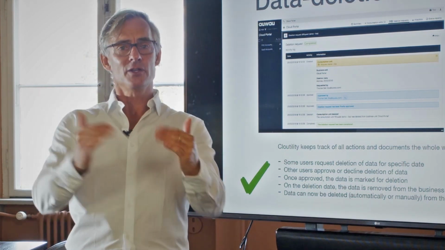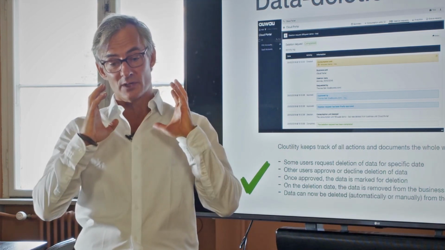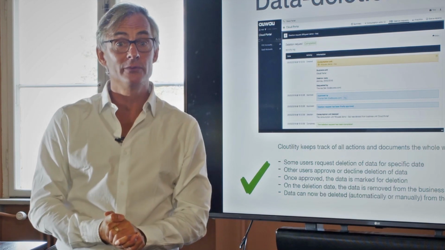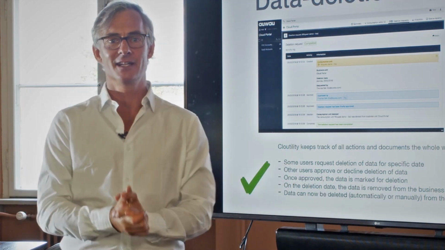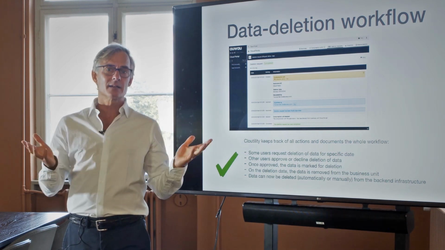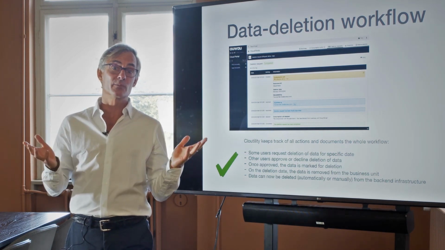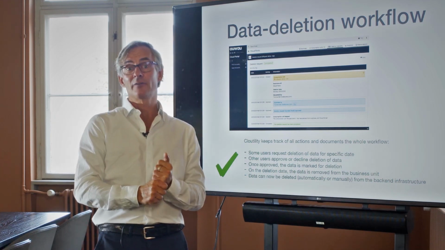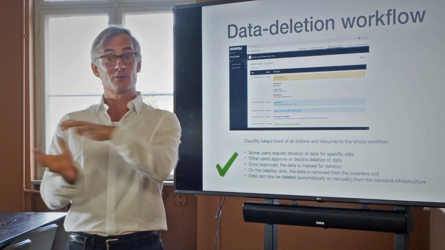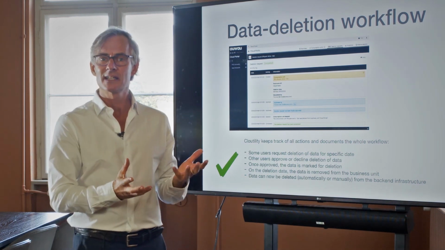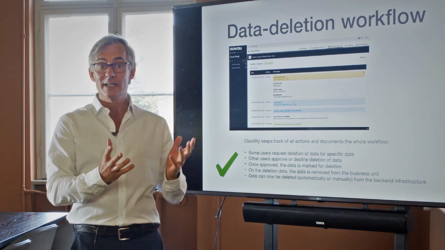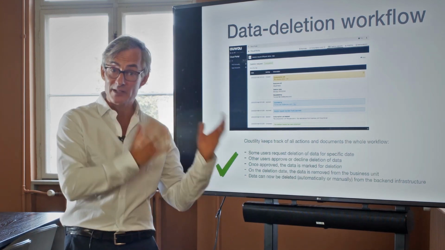After that, other users of the organization, and that could be users on the same tenant or users on a higher level, would have to approve or, of course, deny the deletion. Once the deletion is approved, the data will be marked as data that will be deleted. And on the day of deletion, the data will be removed from Cloutility, and depending on settings in Cloutility, the data could automatically or manually be deleted from Spectrum Protect.